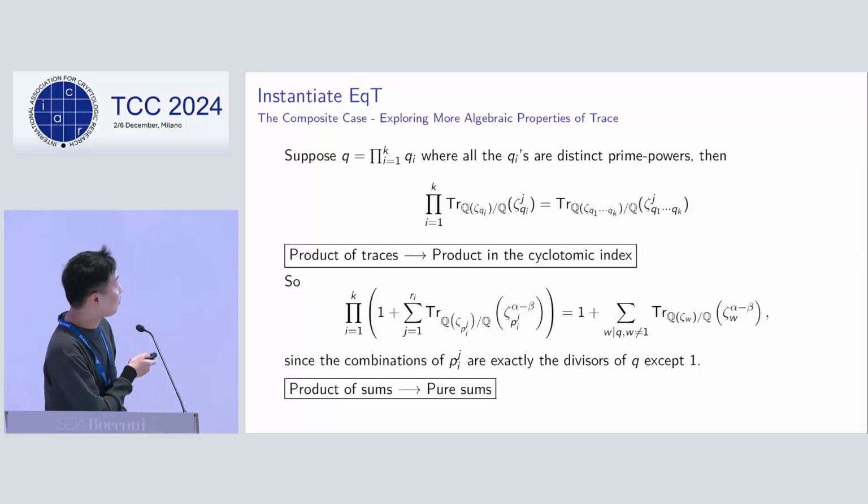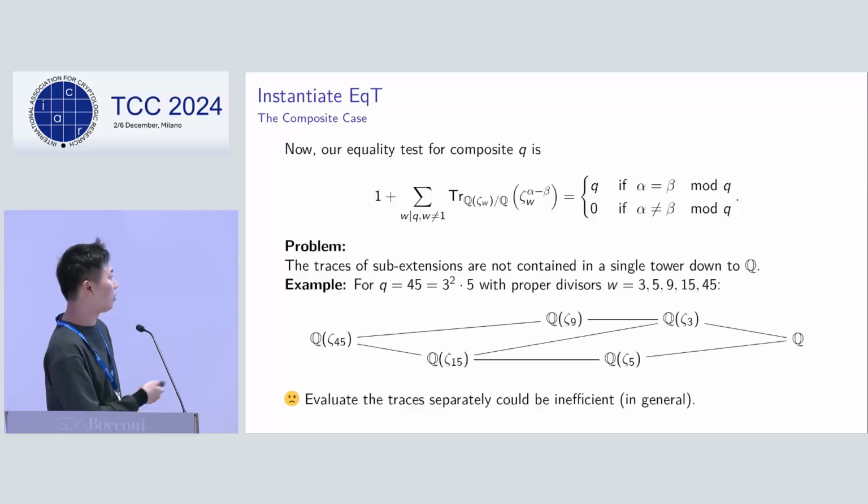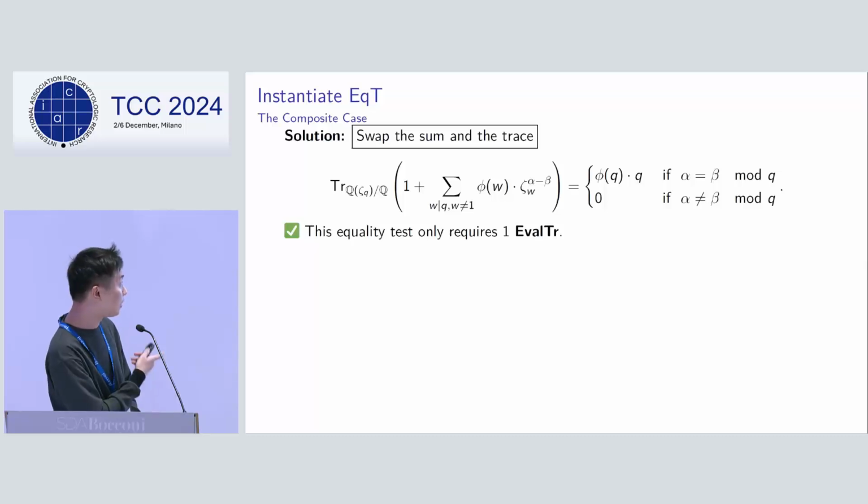But there's a problem: the traces of sub-extensions are not contained in a single tower down from Q. Just consider this example. There's no single line from left to right that contains all the subfields. So evaluating the traces separately could be quite inefficient. Our solution is that we can just swap the sum and the trace. So this is our final equality test. And in this equality test, we only need to evaluate the trace once.